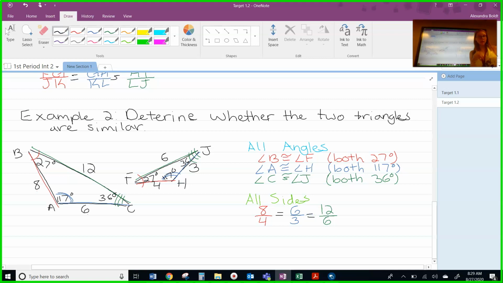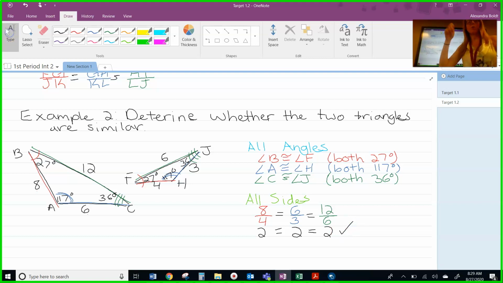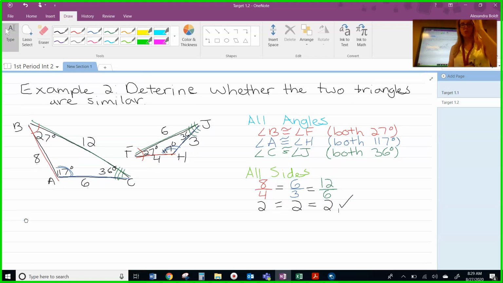So I'm checking to see if all of these are equal. So I am just going to divide. It's the same thing we were doing yesterday when we were checking those proportions. Does 8/4 equal 6/3 equal 12/6? Well, 8 divided by 4 is 2, 6 divided by 3 is 2, and 12 divided by 6 is 2. Yes. All 3 of those are equal. Okay. Check. I usually put a check mark. If they're not all equal, I put the not equal symbol.